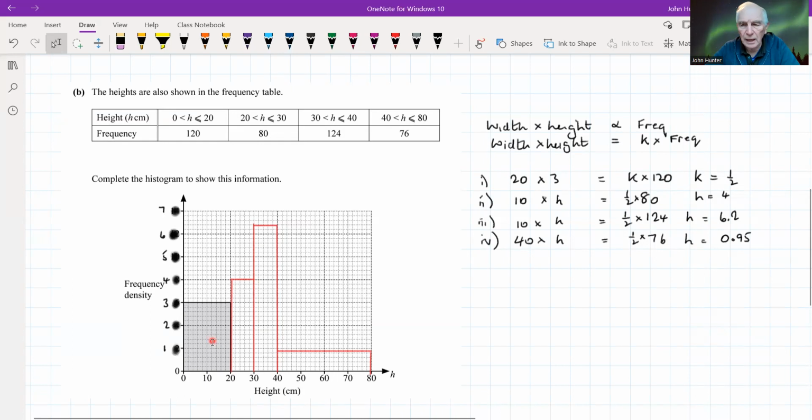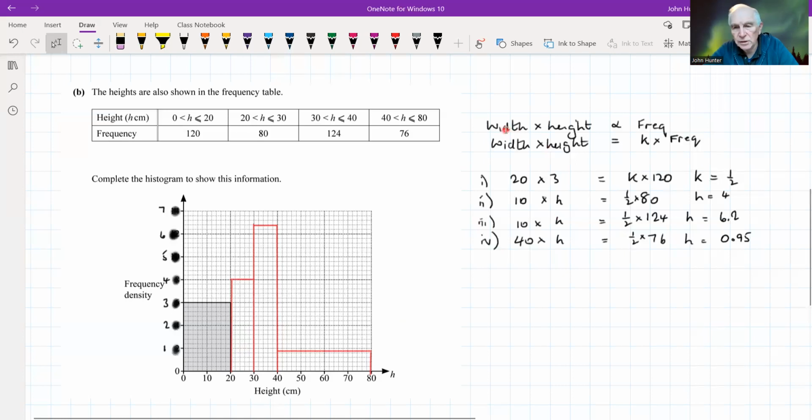So the key thing here is, we're looking at the area, but what actually is the relationship, and how do we, in this particular case, actually complete this diagram? They've given us the first block, but we need to draw the subsequent ones. That is what the question is asking. Complete the histogram to show this information.